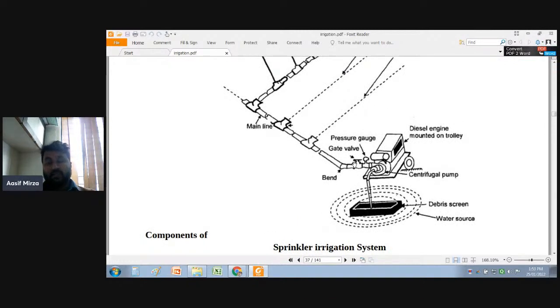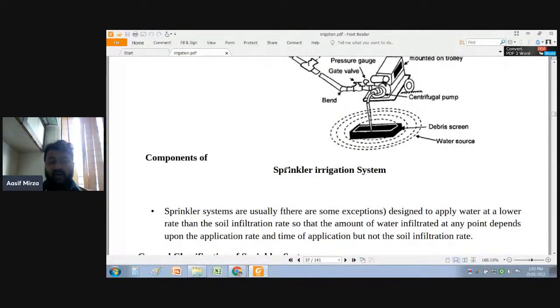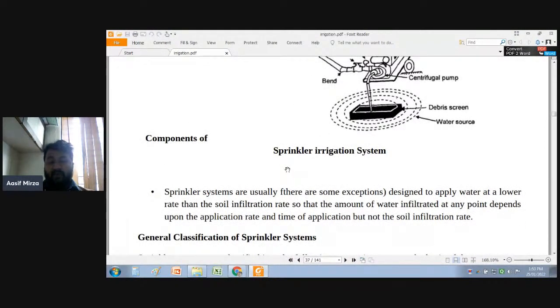Now, sprinkler systems are usually designed to apply water at a lower rate than the soil infiltration rate, so that the amount of water infiltrated at any point depends upon the application rate and time of application, but not the soil infiltration rate.